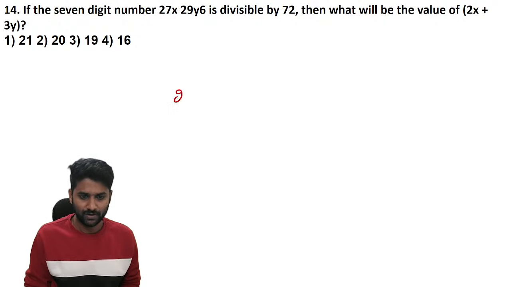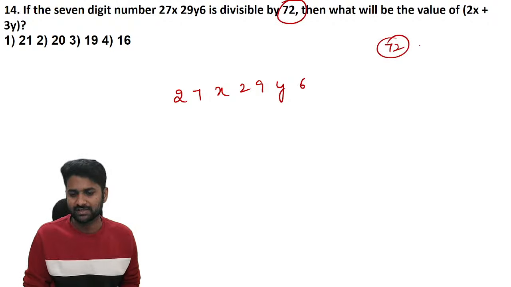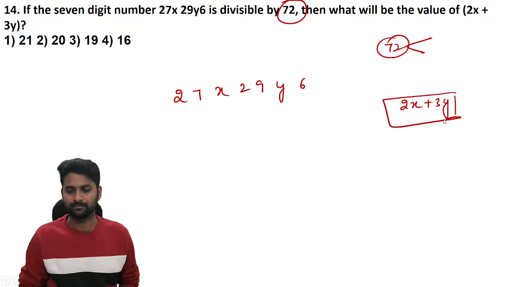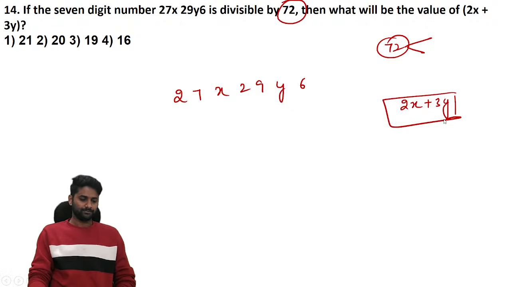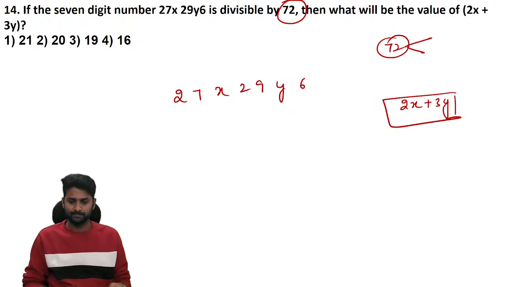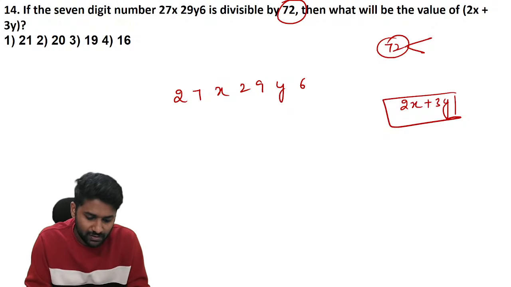Next question, see. 27x29y6 is divisible by 72. So divisible by 72 means, how will you get divisible by 72? Then you have to find the value of 2x plus 3y. 72. So what is the divisibility property of 72? Anyone, please?